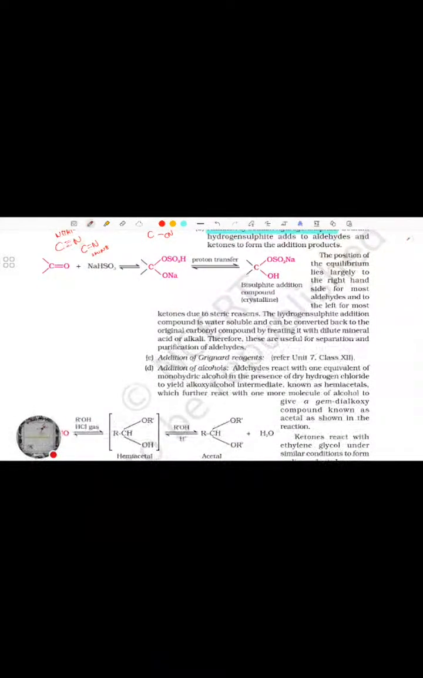And then the equilibrium lies largely to the right hand side for most aldehydes and to the left for most ketones due to steric reasons. Obviously, steric hindrance in carbonyl ketones will give lesser reactivity. The hydrogen sulfite addition compound is water soluble and can be converted back to the original carbonyl compound by treating it with dilute mineral acid.